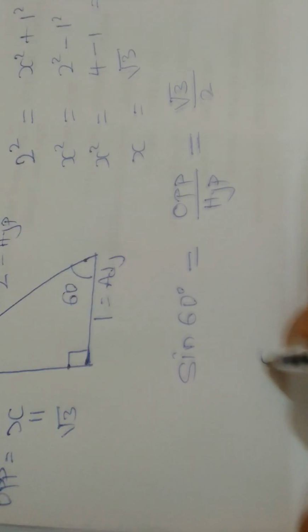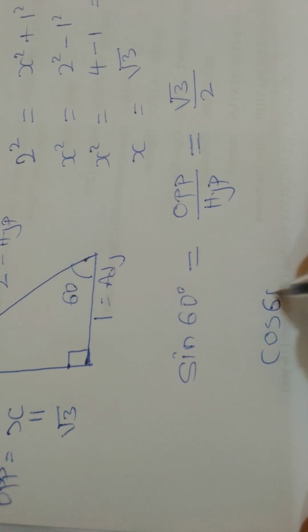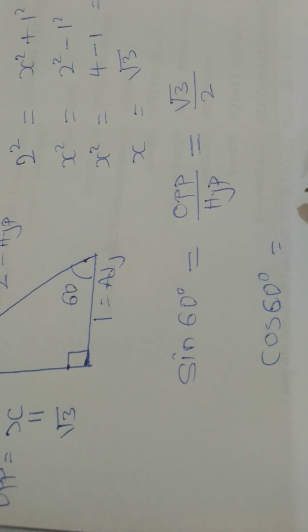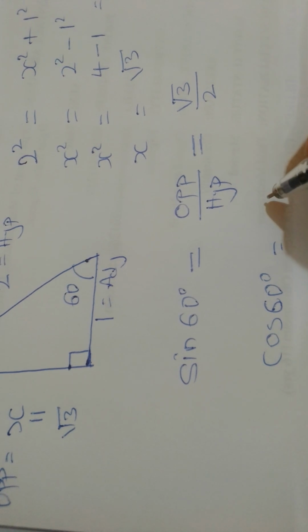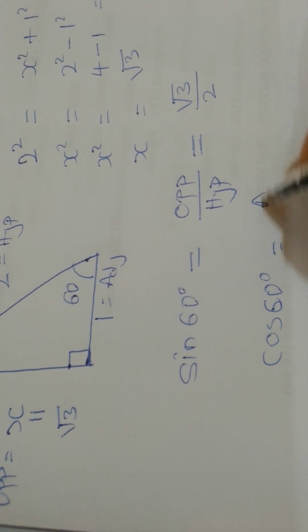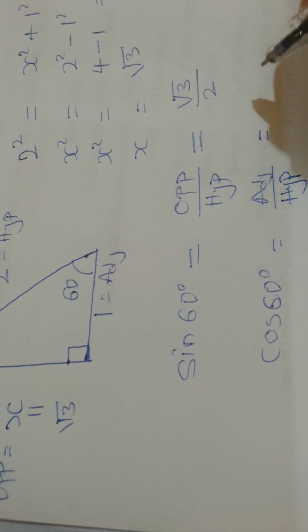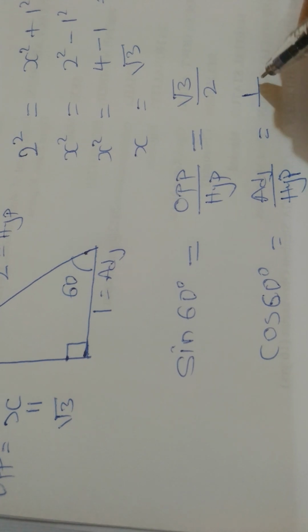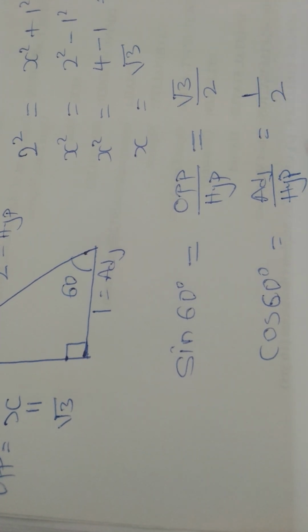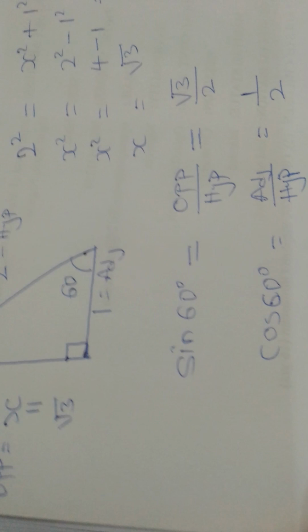Then cosine 60° is going to be CA, that's adjacent over hypotenuse, SOHCAHTOA, CA. So adjacent side is 1, then hypotenuse side is 2, so 1 over 2.